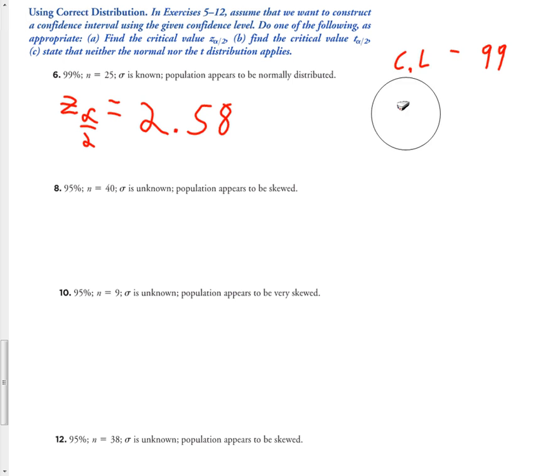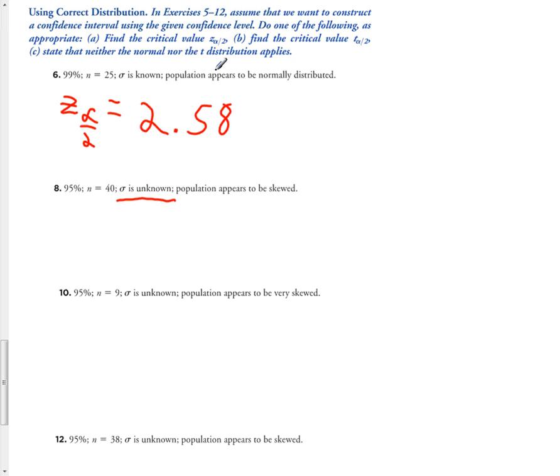Let's take a look at number 8. Number 8 says we have 95% confidence, n is equal to 40, sigma is unknown, and the population appears to be skewed. All right, once I see here that sigma is unknown, automatically the z-score, the critical z value, is out. We can't use the z because we don't know sigma. You can only use z when sigma is known. Well, let me see the other criteria.